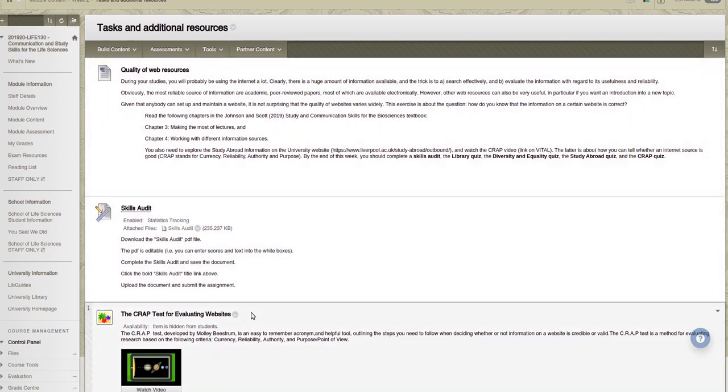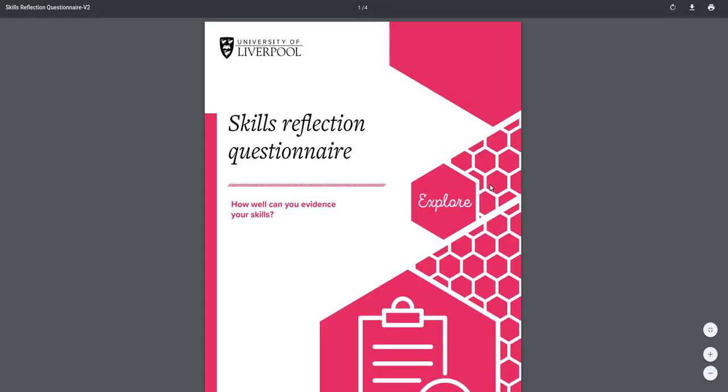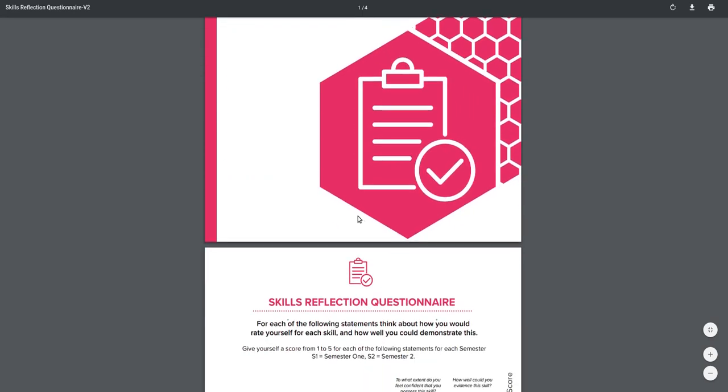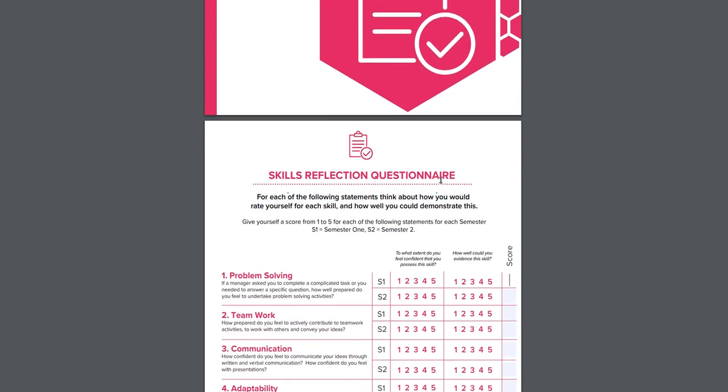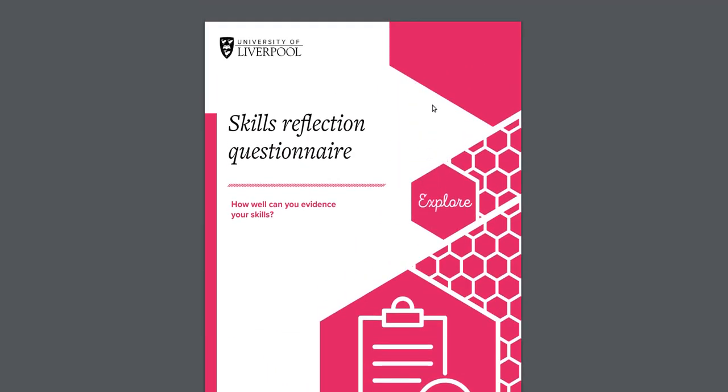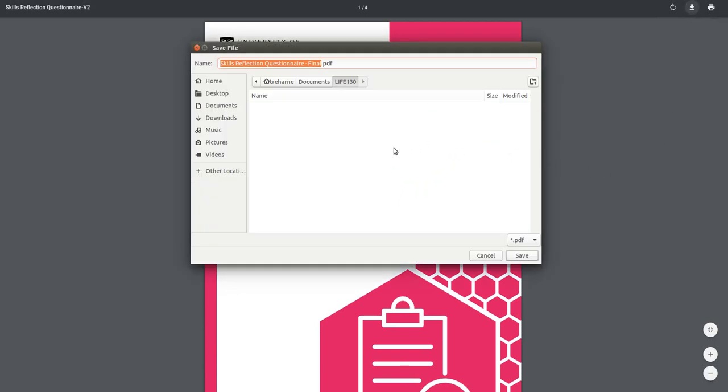Okay, so you should see this. And what I'd like you to do first is download the Skills Audit PDF file. That's this thing here. Let's do that. Okay, that's what it looks like. Now, before you take a look at this, it's a PDF, but you can edit it, but you won't be able to save it. So, if you're using Chrome or any other browser, you should see a download button. Let's download that and save it locally on your computer.